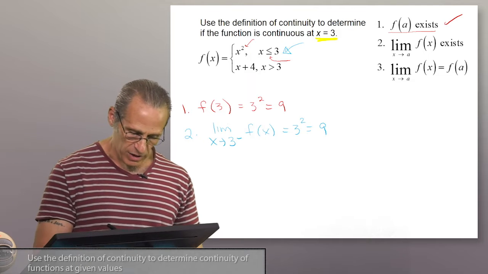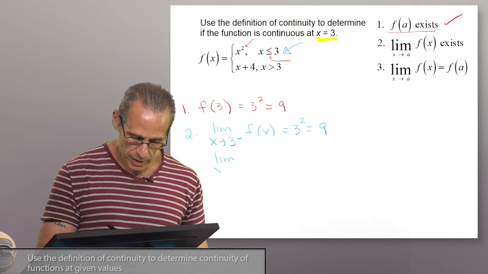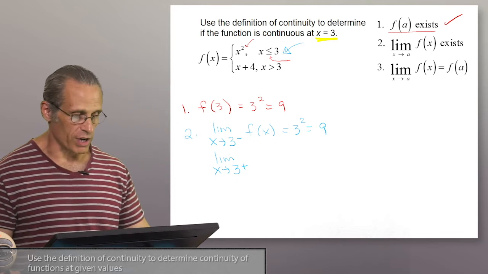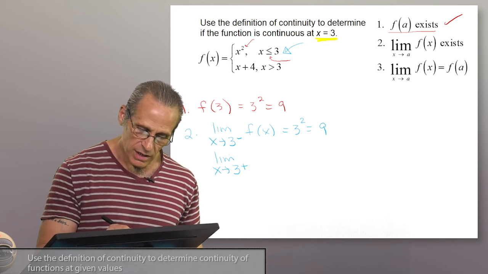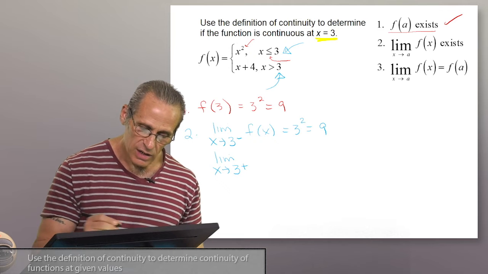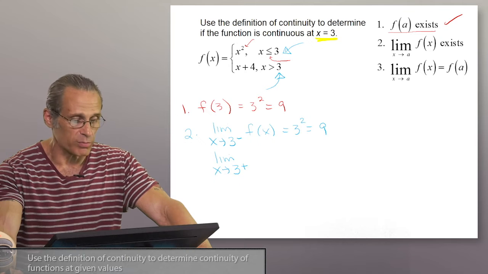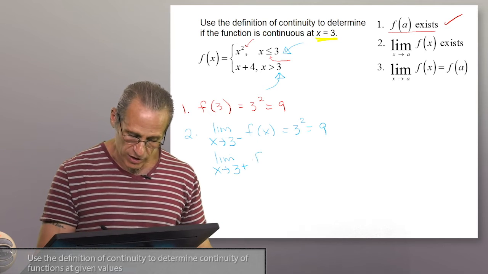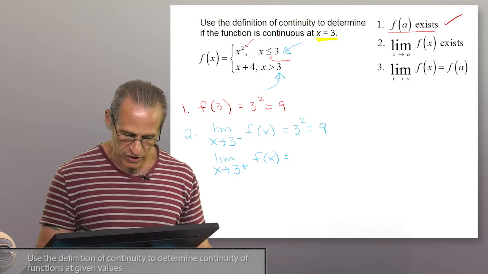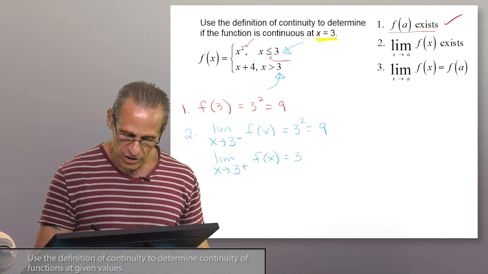For my right-hand limit as I approach 3, I'm going to put in values of x that are now greater than 3. So now I'm looking at using x greater than 3 as the domain that I'm focused on, and the function I'll use is x plus 4. So when I take a look at this right-hand limit as I approach 3 from the right, the calculation would be 3 plus 4, which is 7.